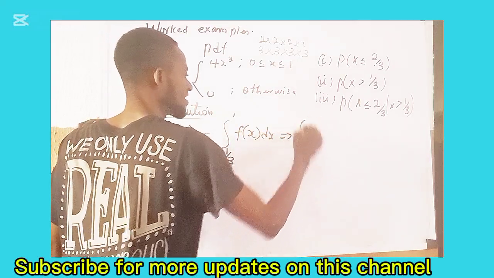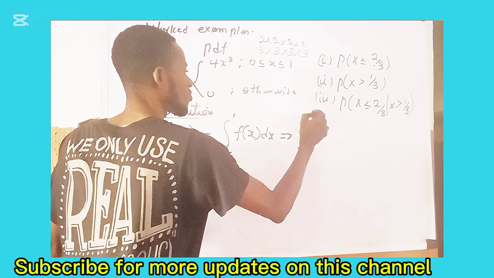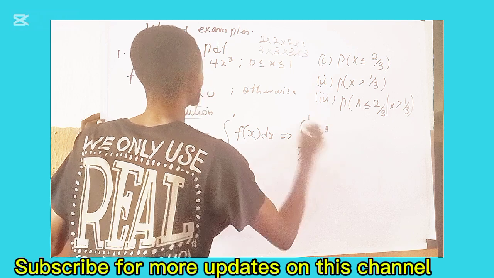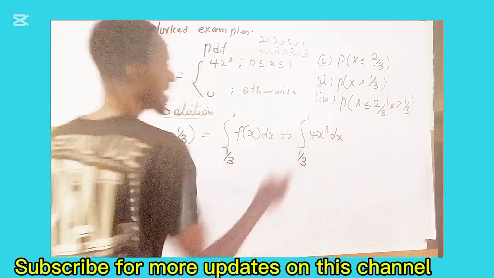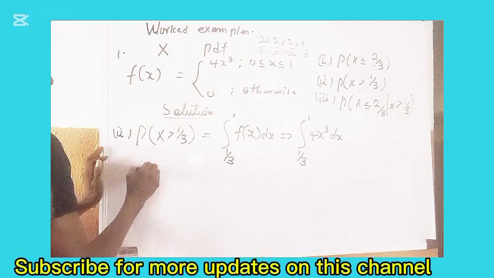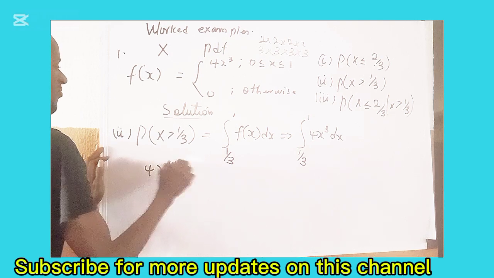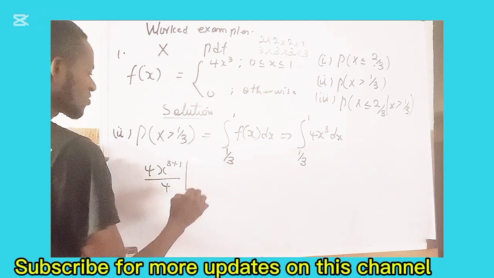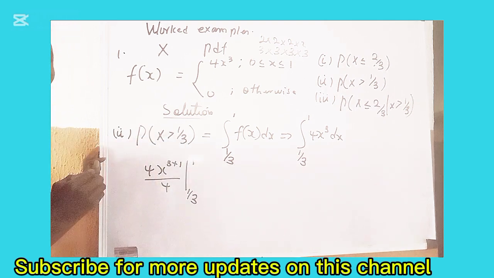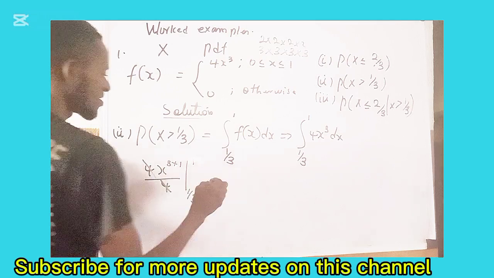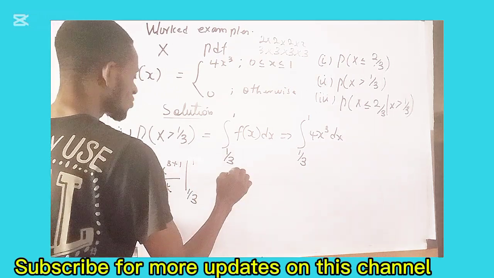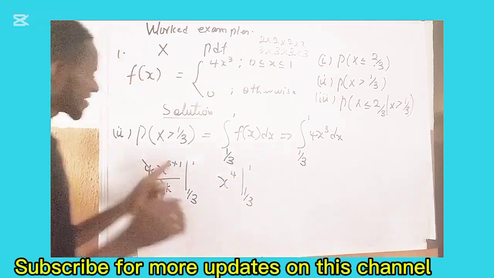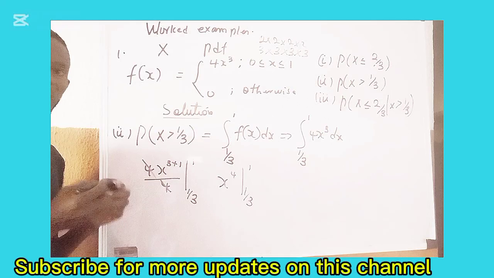This implies the integral from 1 over 3 to 1. My f of x is given as this, so 4x raised to power 3, dx. As usual, integrating this, I'm going to have 4x raised to power 3 plus 1, all over 3 plus 1, which is 4, over the range 1 over 3 to 1. So this and this is gone. And then this implies x raised to power 4 over the range 1 over 3 to 1. Here is 3 plus 1, which is this 4 here.